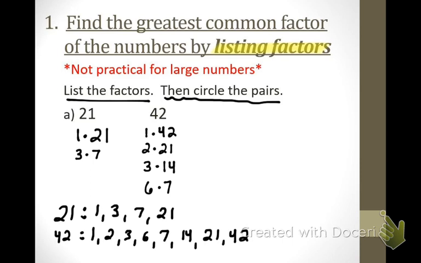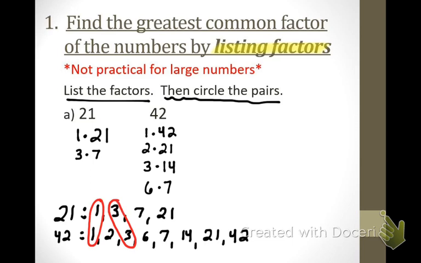When I'm looking at a pair, do you see any pairs that a 21 has that the 42 also has? What's the first number they share? 1. The 1. So go ahead and circle that. The 21 has a 1 and the 42 has a 1. Are there any other numbers that they both share? Katie, what's the next one? A 3. They both have a 3 in them. So let's go ahead and circle those pairs.